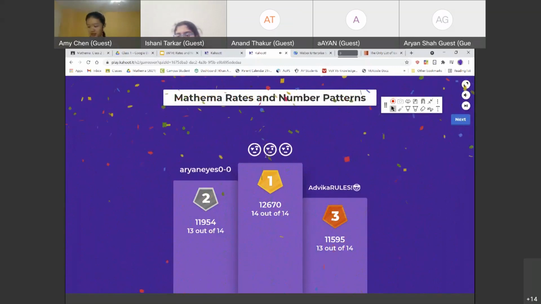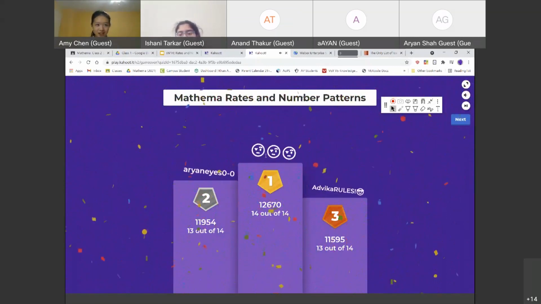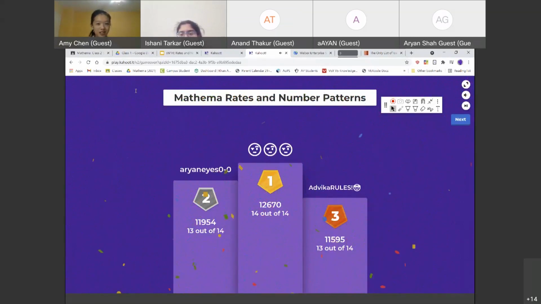Who's Interesting Faces? Aryan? You're Interesting Faces, and who's Aryan Eyes? Oh, okay. Oh, it's Shawnee? Okay. Alright, then who is Michael? Charles is Michael. Alright, got it. So the final ranking is Aryan is first, Advika is second, and Charles, aka Michael, is third.